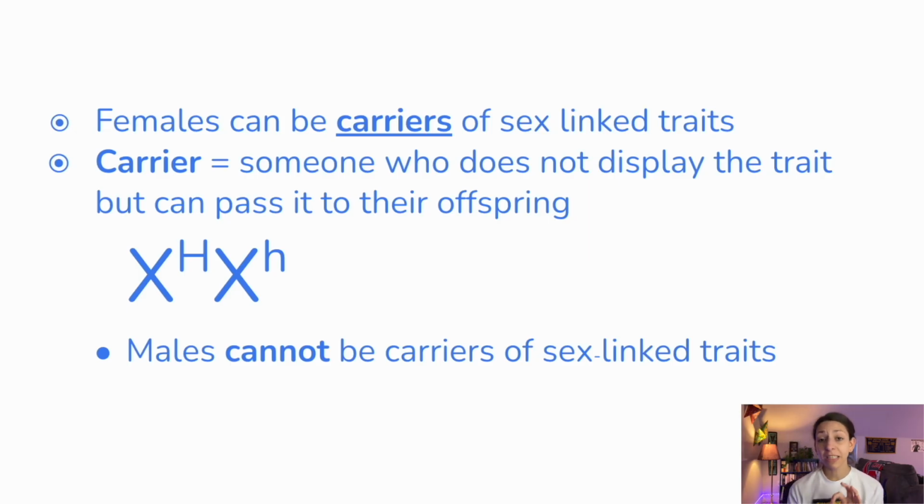So remember, females can be carriers of sex-linked traits because they have 2 X chromosomes, and technically in biology, a carrier is someone who does not display the trait, but could pass it on to their offspring. So in this case, a carrier for color blindness would look like this, and males technically cannot be carriers of sex-linked traits. Obviously someone who has the trait could pass it on to their offspring, but if we're going by that strict definition, males can have conditions that are sex-linked, but they're not carriers technically.